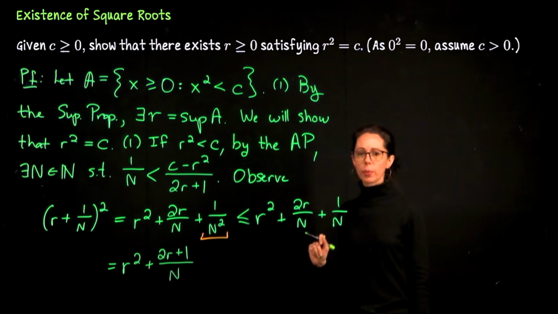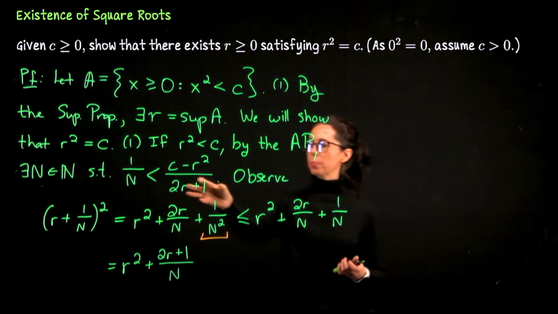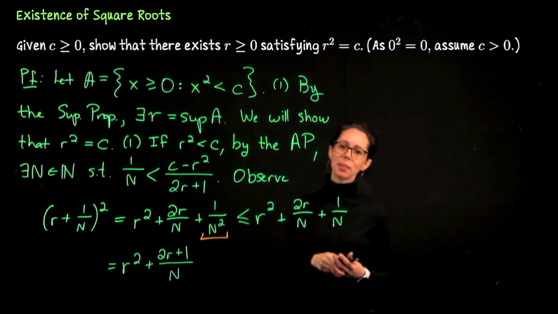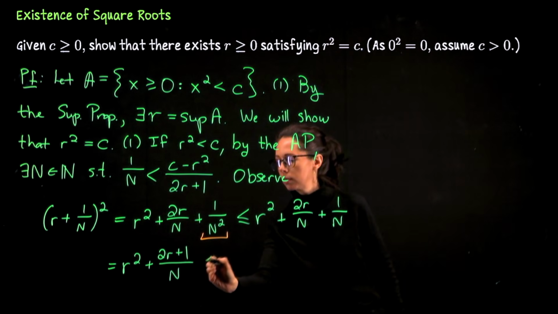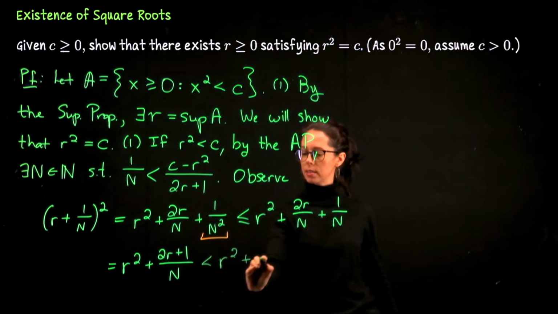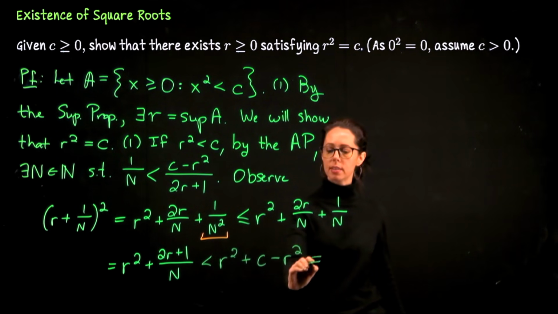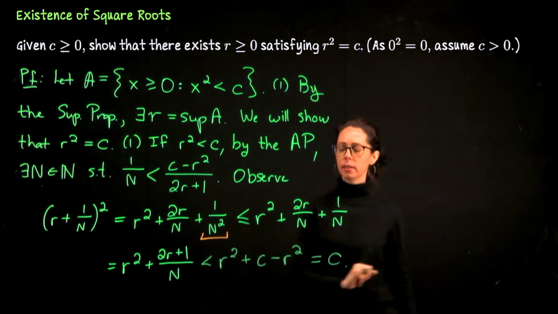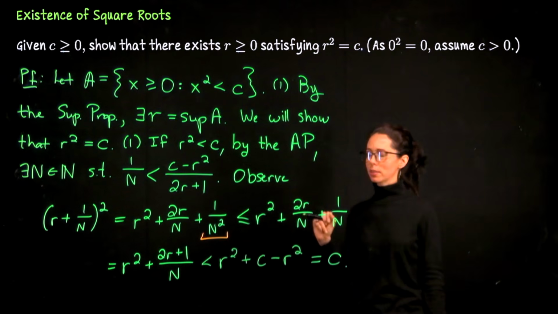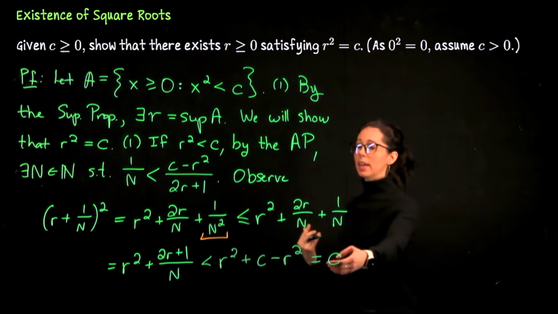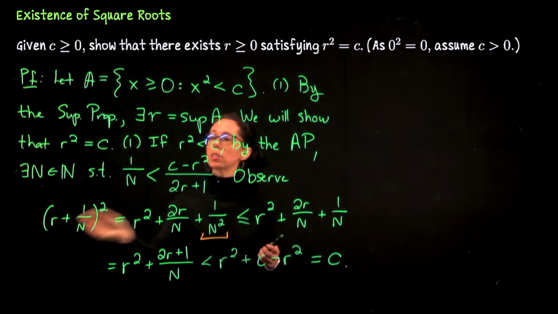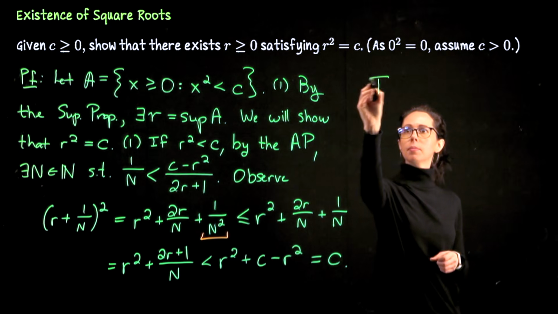And then look at how we chose the number n. If I were to bring 2r plus 1 over here, (2r plus 1) divided by n is less than c minus r squared. So we have that this is less than r squared plus c minus r squared, which is c. Sorry about this horrible formatting. But what have we now shown? (r plus 1 over n) squared is less than c, which means that this number belongs to the set A.